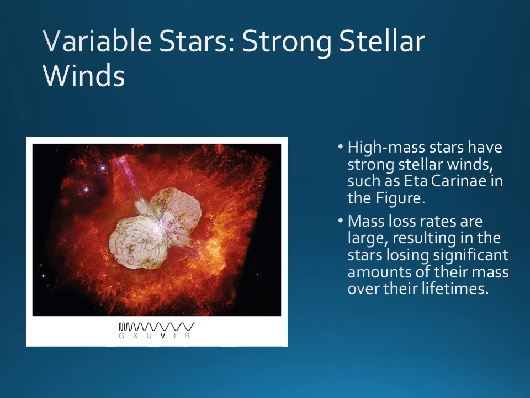Extreme high-mass stars have strong stellar winds, such as Eta Carinae in the figure. The mass loss rates of high-mass stars are orders of magnitude higher than low-mass stars. The winds reach several thousand kilometers per second. Eta Carinae is an example of an unstable star. It is too massive for a stable main sequence star to form. In the process, it undergoes outbursts of mass loss.